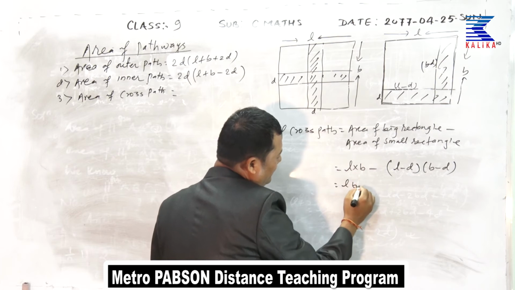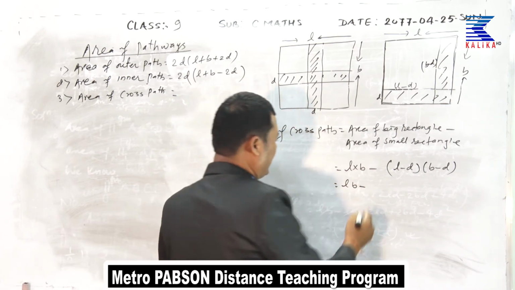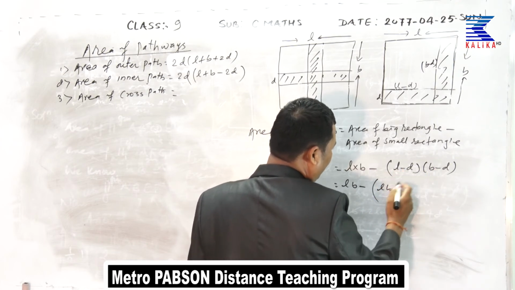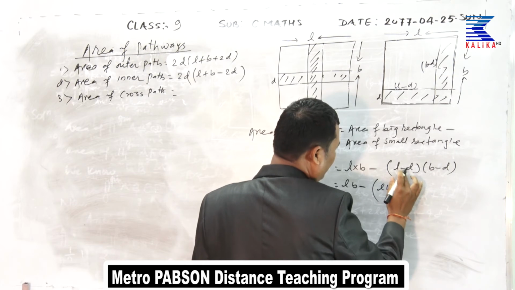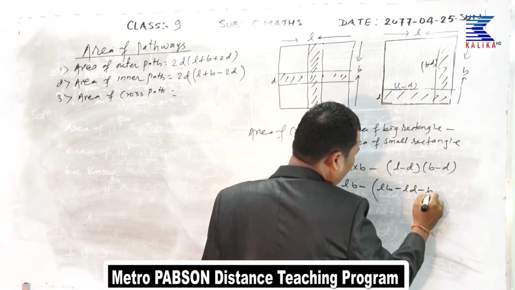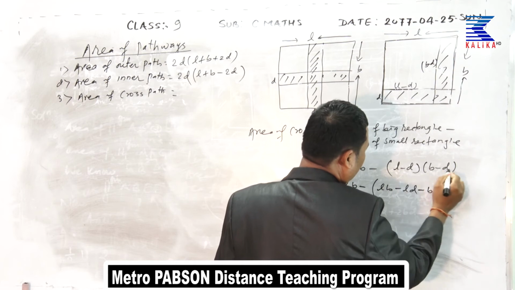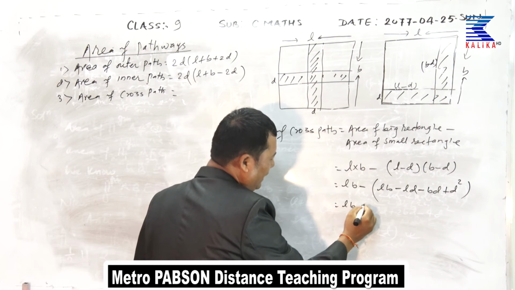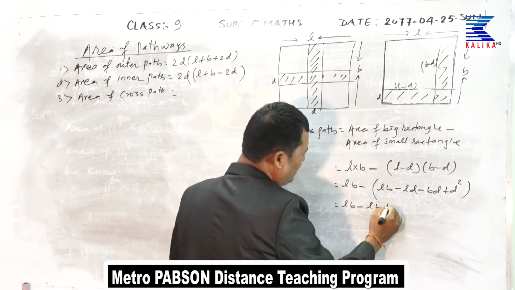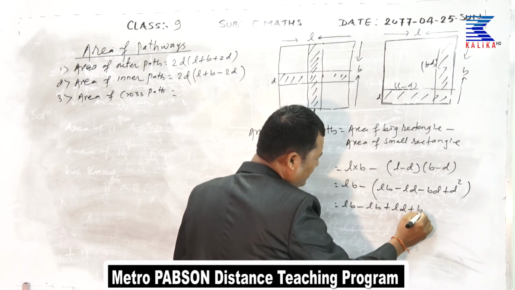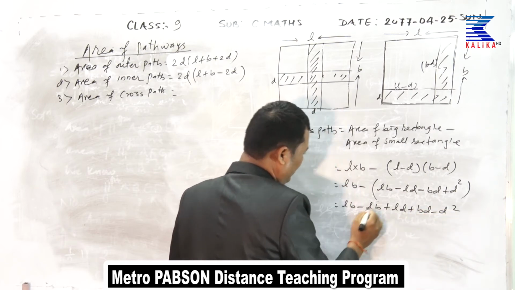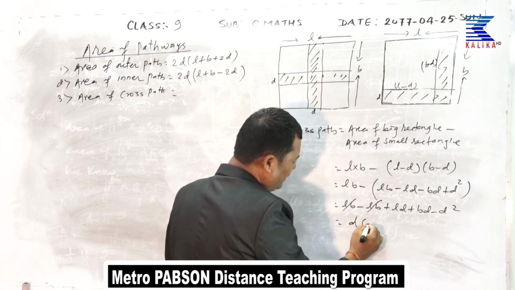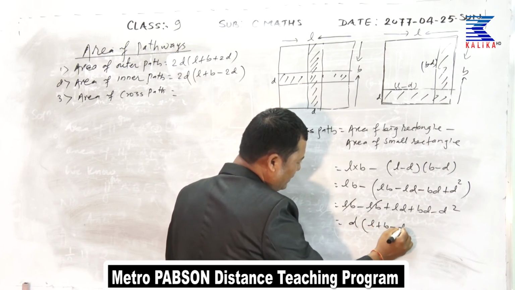LB minus LD minus BD plus D squared. So LB minus minus plus LD plus BD minus D squared. This one cancels, and taking D common, D (L plus B minus D).